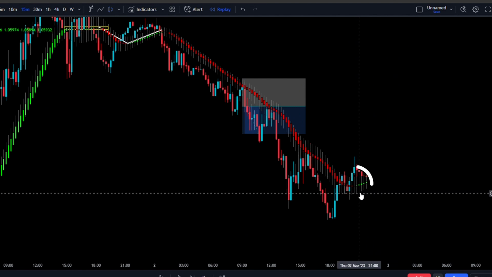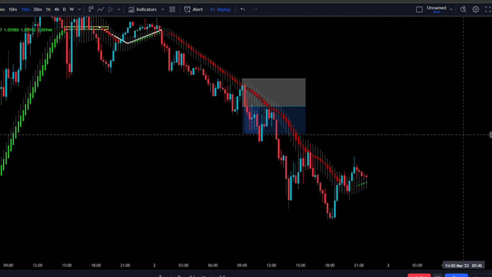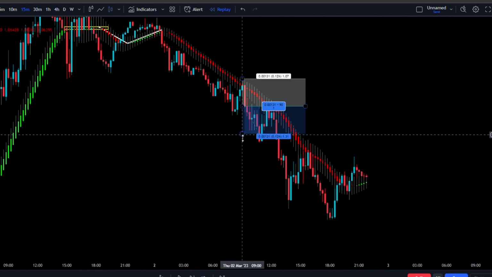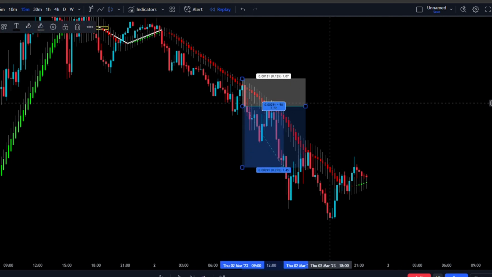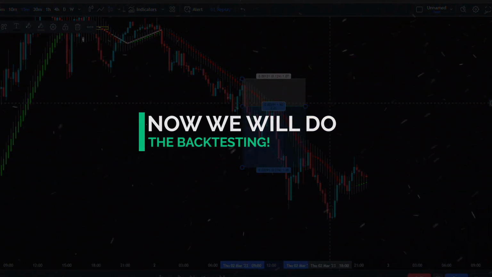Okay, so we just had a green Heikin-Ashi candle, which means we're going to have to close our trades for roughly a 2.2% net profit. So now I'm going to go and backtest this 100 times and come back to you with the results.